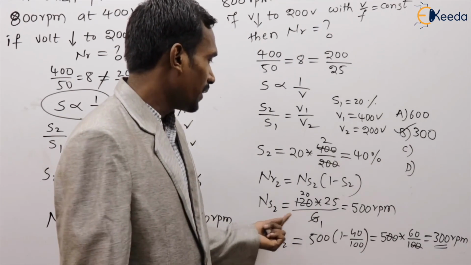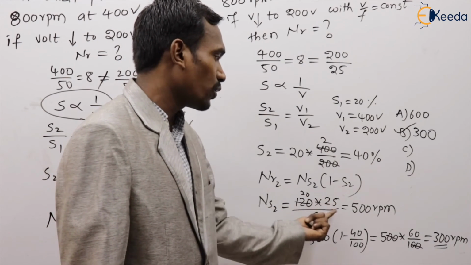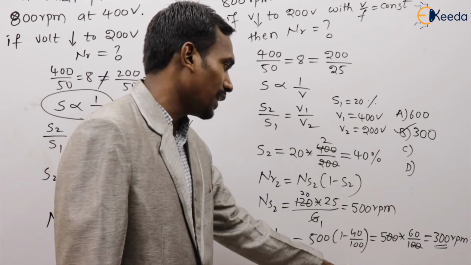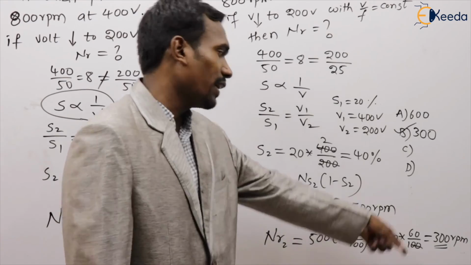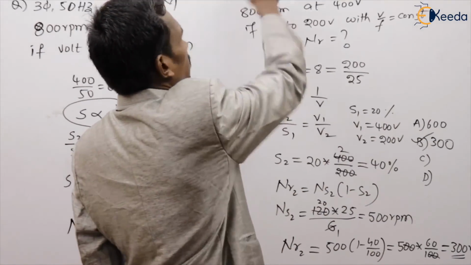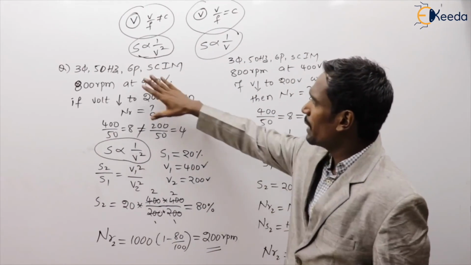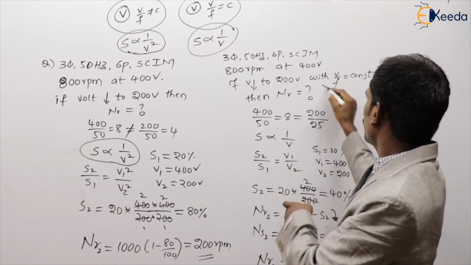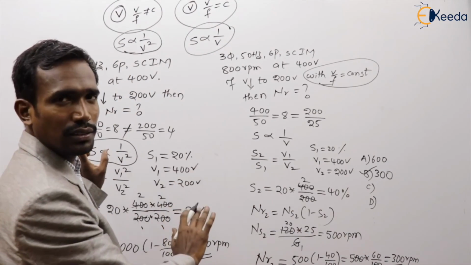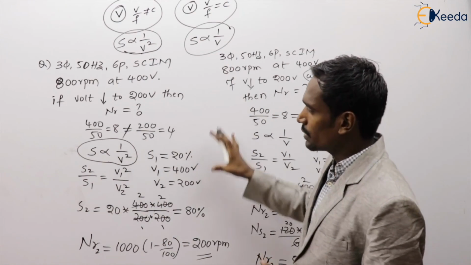Because here NS2 is equal to 120 F by P, 120 into 25 by 6, which is 500 RPM. 500 into 1 minus 40%, 500 into 60 by 100, is 300 RPM. So these are two different questions: V by F not constant, and V by F constant, based on the two differences. Very important, they ask questions on this. Look carefully.